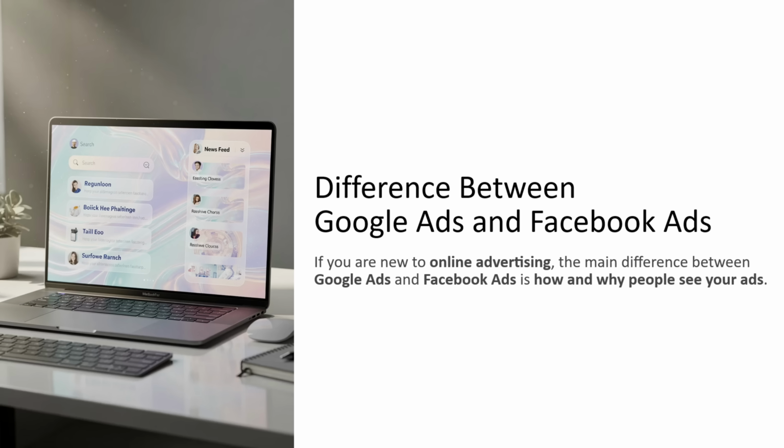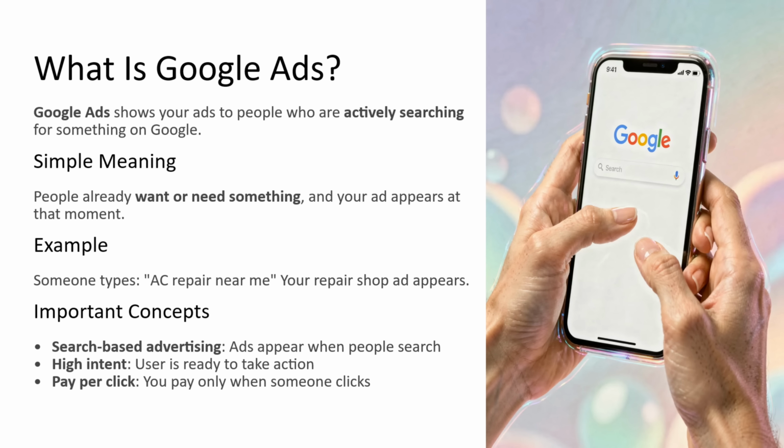In this video I will explain the difference between Google Ads and Facebook Ads. Now we will see what is Google Ads. Google Ads shows your ads to people who are actively searching for something on Google. Simple meaning, people already want or need something and your ad appears at that moment. For example, someone types AC repair near me. Your repair shop ad appears.